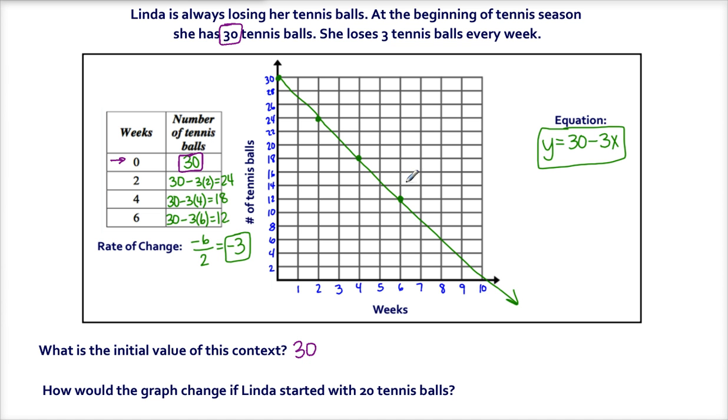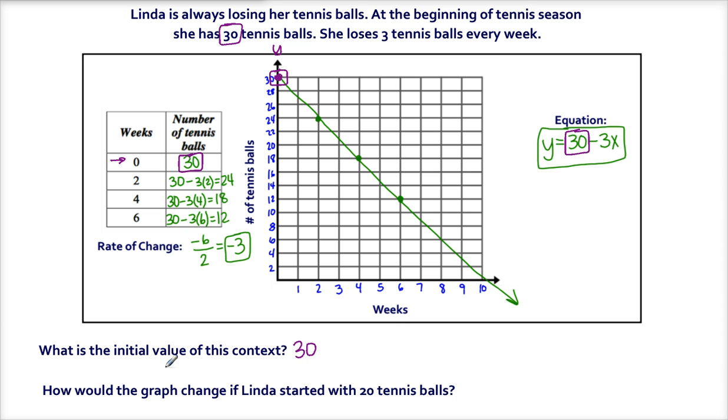Okay, in my graph, I would look on the y-axis to see where my graph starts. On the y-axis, it looks like my line starts at 30. So my initial value on my graph is right here. And finally, in the equation, my initial value is right here because it's what I started with and what I'm subtracting the 3 tennis balls per week from. So the 30 is right here, the initial value in the equation.